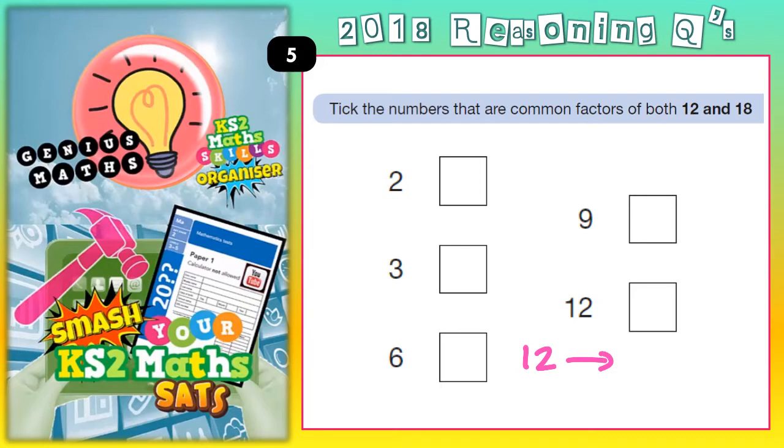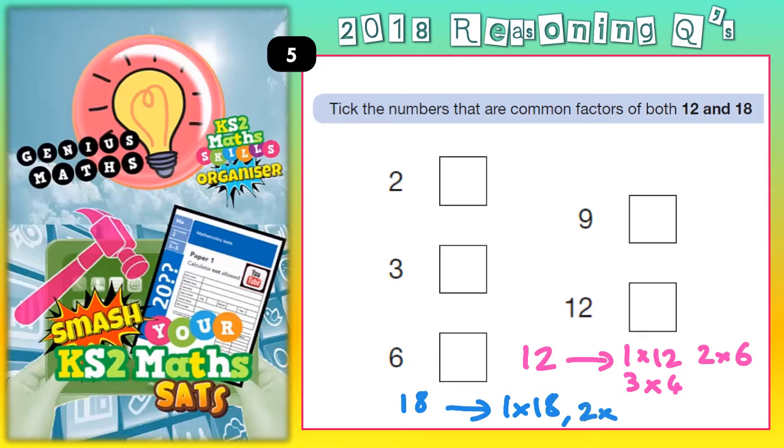So pairs of numbers that times together to make 12, we could have 1 times 12, we could have 2 times 6, and we could have 3 times 4. Now for 18, the list will be slightly different. So for 18, we could have 1 times 18, 2 times 9, and 3 times 6. And that's it.